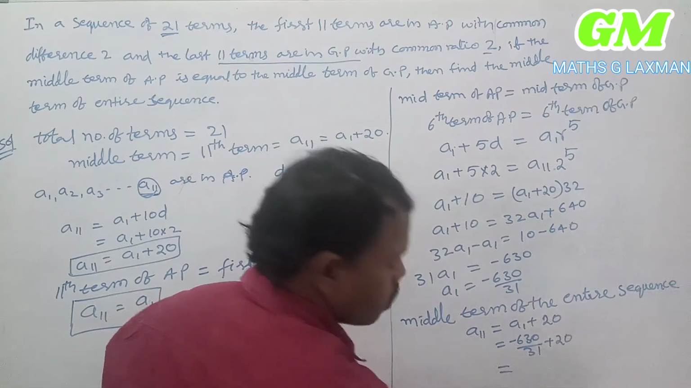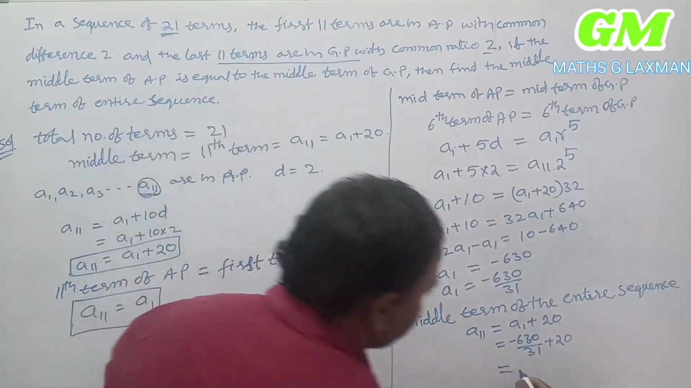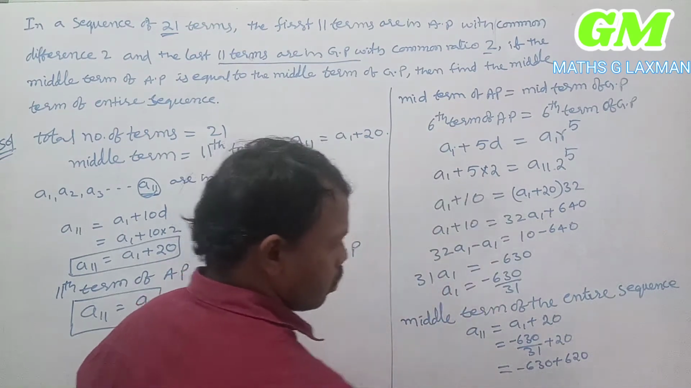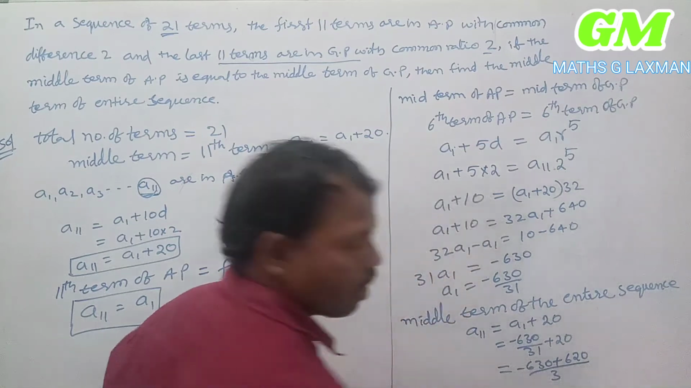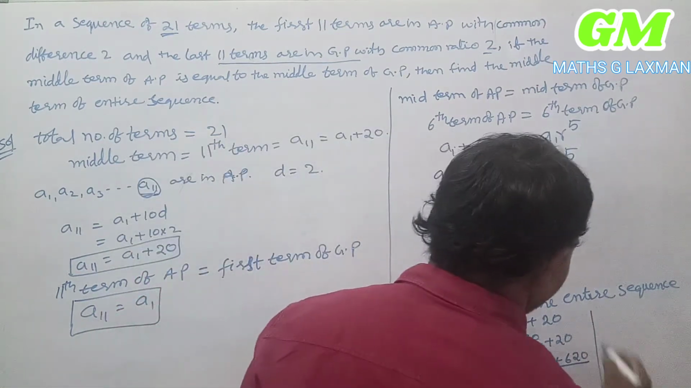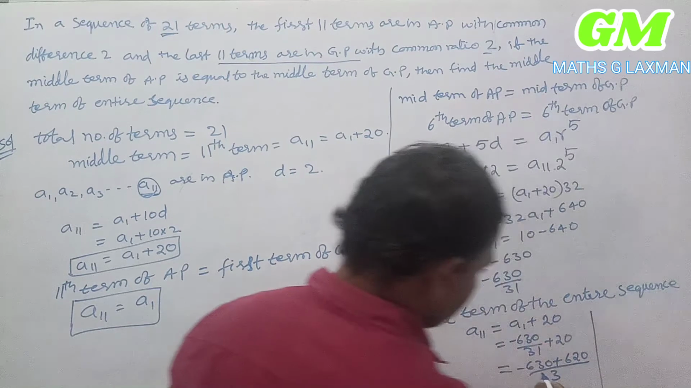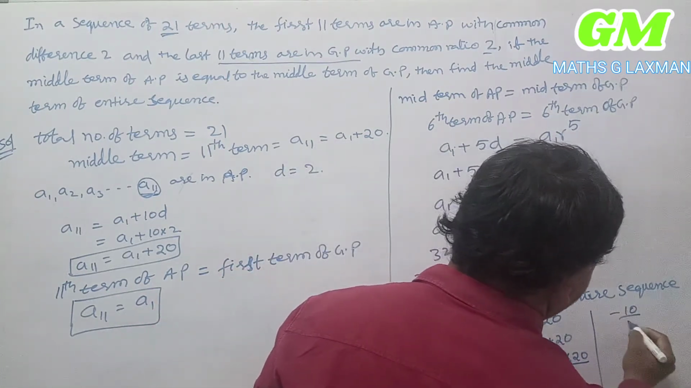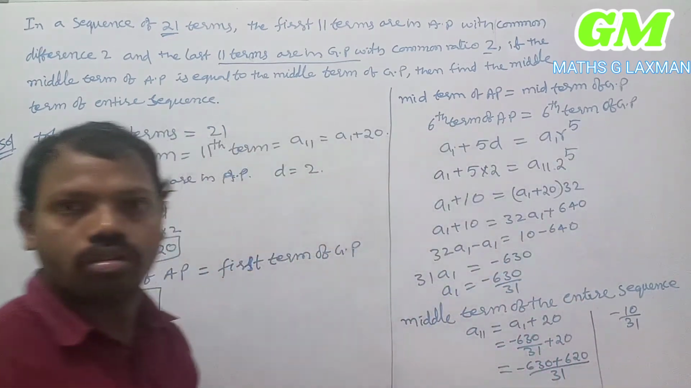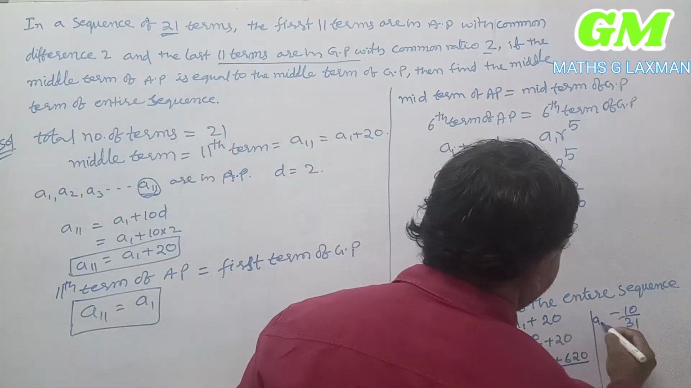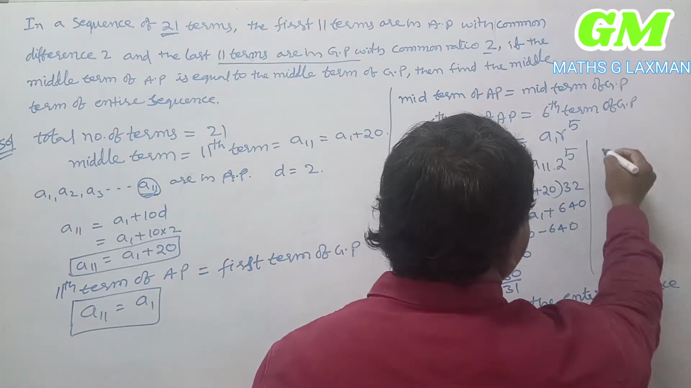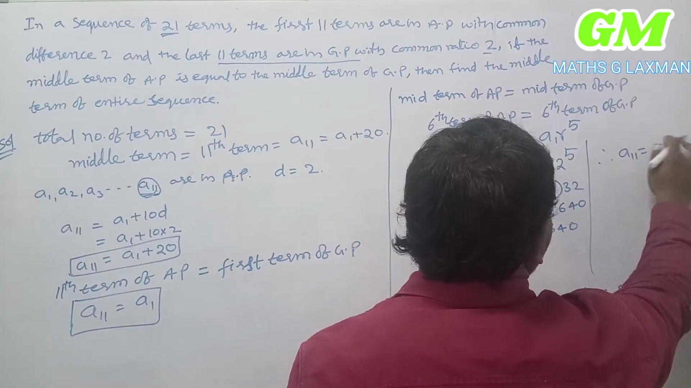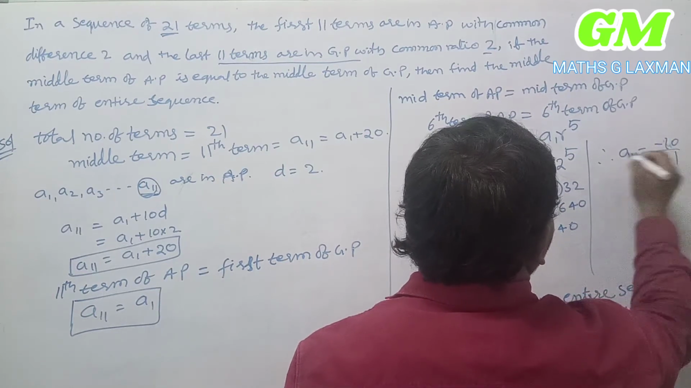So simplify this: minus 630 plus 620, divided by 31, which is equal to, how much do we get? 630 minus 620 gives 10, so minus 10 by 31. Therefore the middle term A11 is equal to minus 10 by 31, that is your answer.